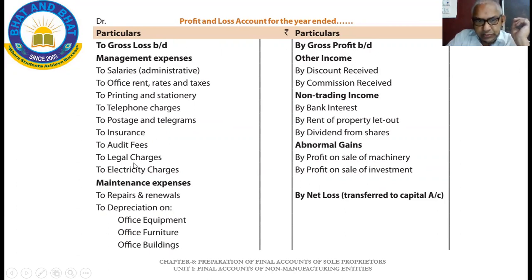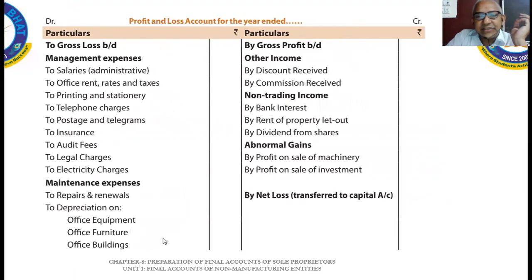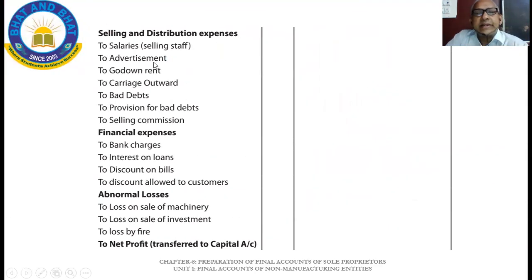Then all the expenses. See, these are all broadly called management expenses. Salaries, rent, printing, postage, insurance, etc. Maintenance, that is repairs, renewals, depreciation, these are all known as maintenance expenses. And I'll come back. Selling, distribution, spent for the sales and all. And if any bad debts is there in that sales, all these provisions made will be coming here. Bank charges, interest on loans, discount on bills, etc. is known as financial expenses.